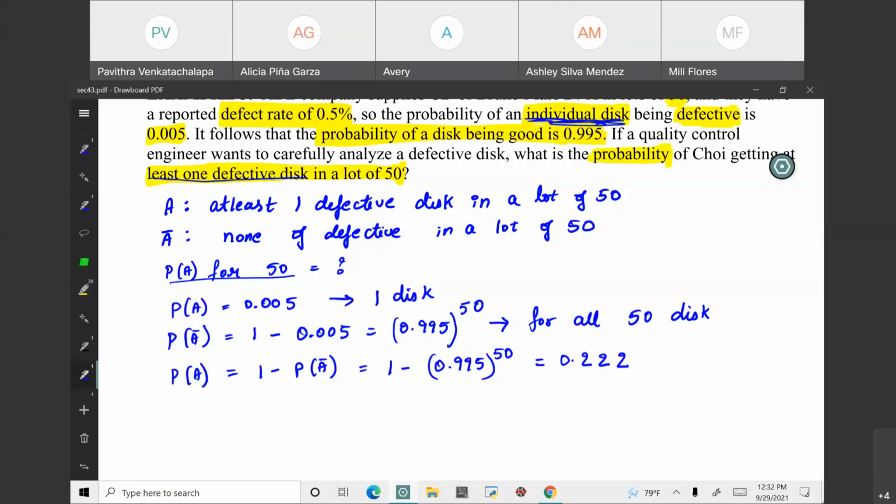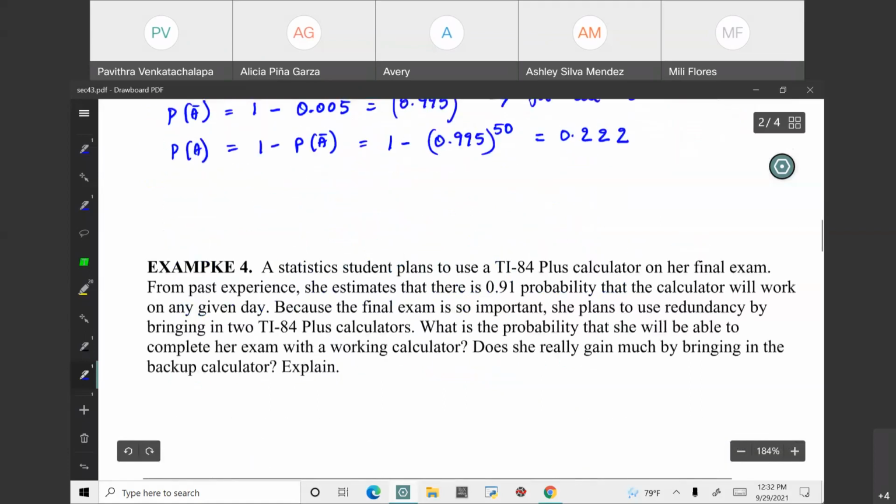Do not get confused here. They have given the information for one disk and we are supposed to find it for 50 disks. In that case, you have to find the probability of A complement for one disk. Then raise it to the power of the total number of disks, and use that to find P of A for all the 50 disks. Right? Next question.